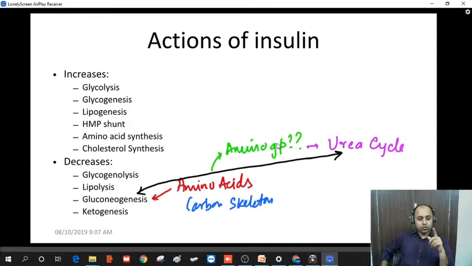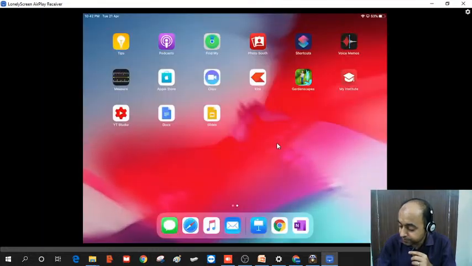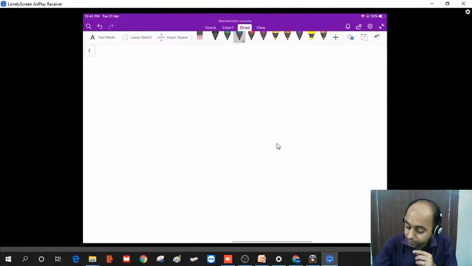At this point, we should also quickly list the changes in analytes when we move from the fed state to the fasting state. What are the changes in the analytes when we move from fed state to the fasting state? I'll quickly draw a chart showing the changes in different analytes when we move from the fed state to the fasting state. We'll draw a table.